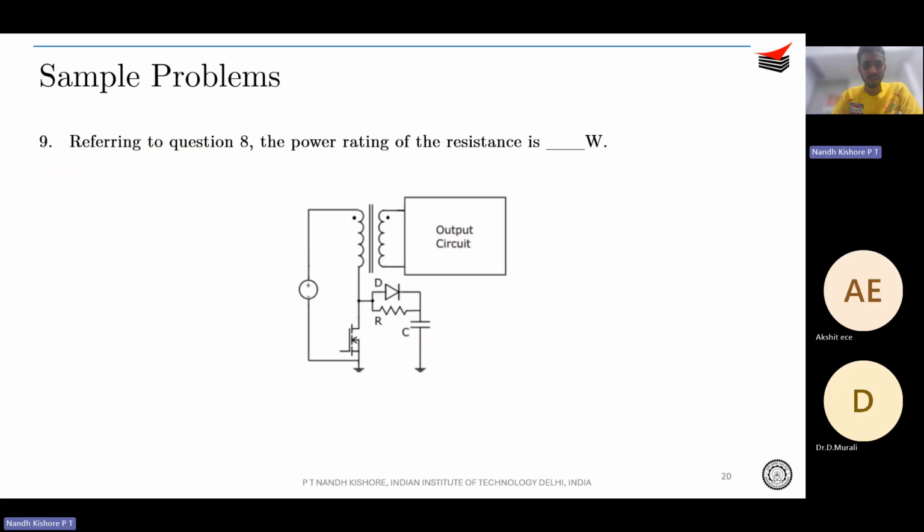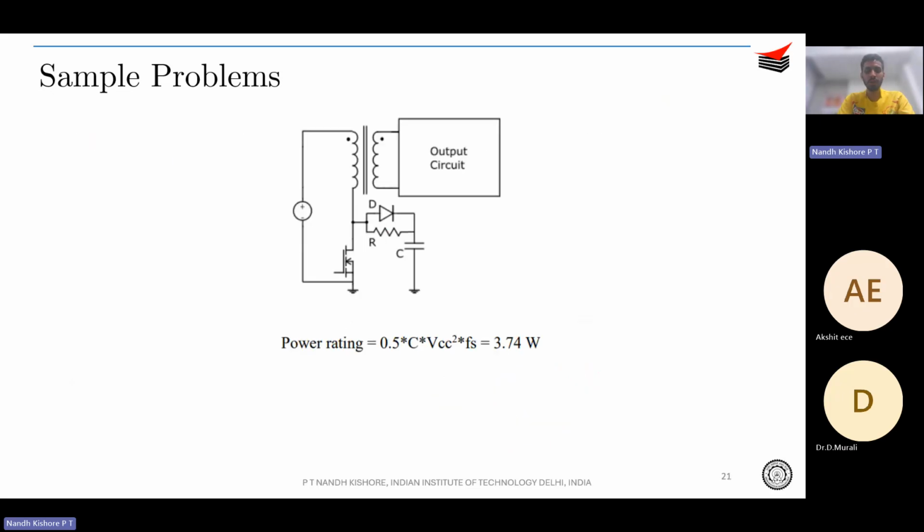So this was regarding this snubber design, and finally you just need to compute the power rating for the resistance. So power rating is computed based on the energy it needs to dissipate, right? So it would be dissipating this half CV square energy in every switching interval. So half CV square into Fs, right? So energy into frequency gives you power. So that's what you do over here.